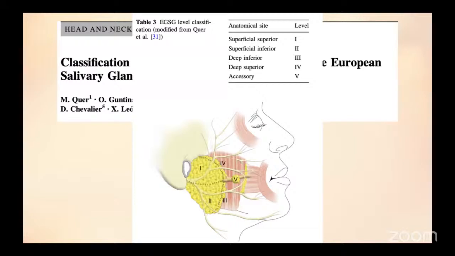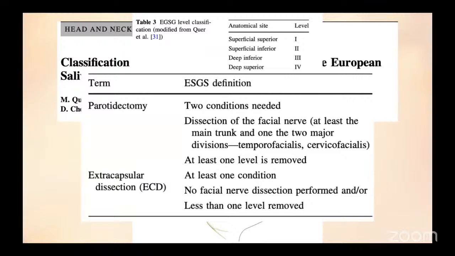The European Salivary Gland Society has classified the parotid gland into 5 levels. Superficial and deep are above and below the facial nerve. So level 1 is superficial and superior. Level 2 is superficial and inferior, that is, superficial lobe but below the lower trunk. Deep inferior is the third level, which is deep and below the inferior division, deep superior is level 4, and accessory is level 5.